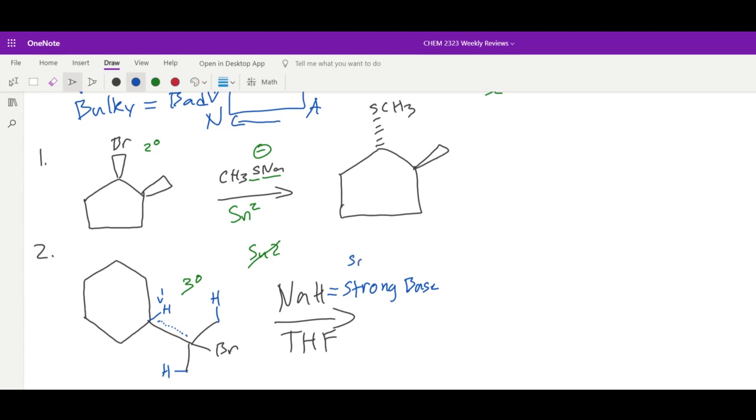And we do that because this is a small, strong base. The word small means it's Zaitsev, which means it is the most substituted alkene. And strong base means it's E2, okay? And then THF is just a solvent. No need to pay attention to that. There you go.